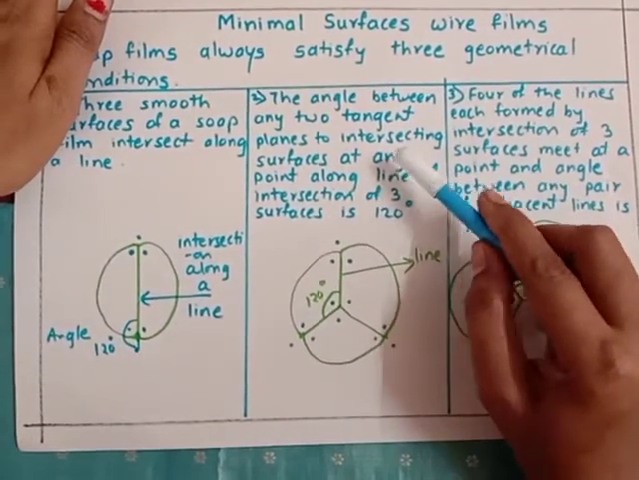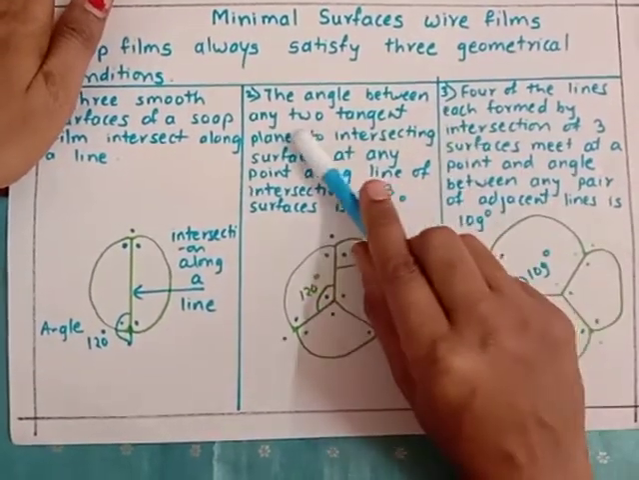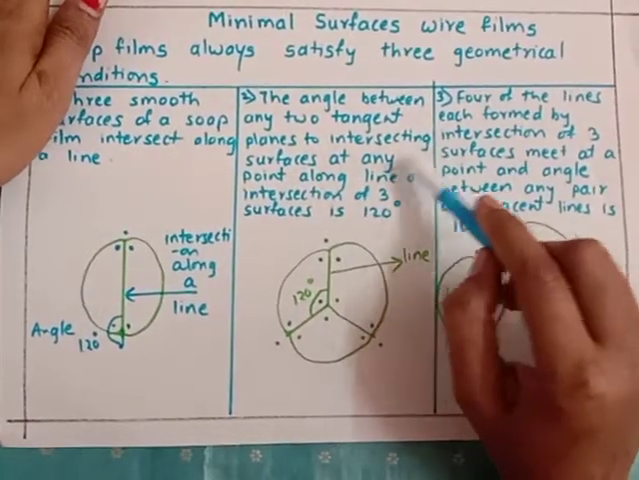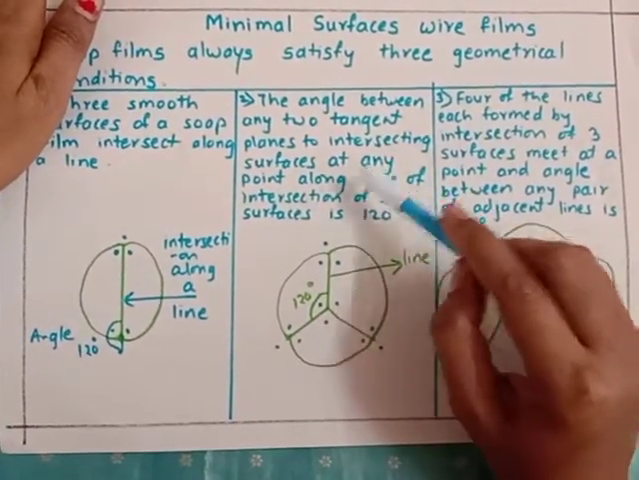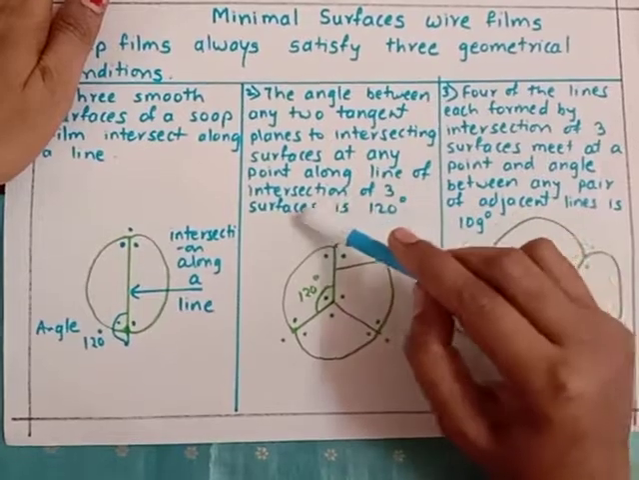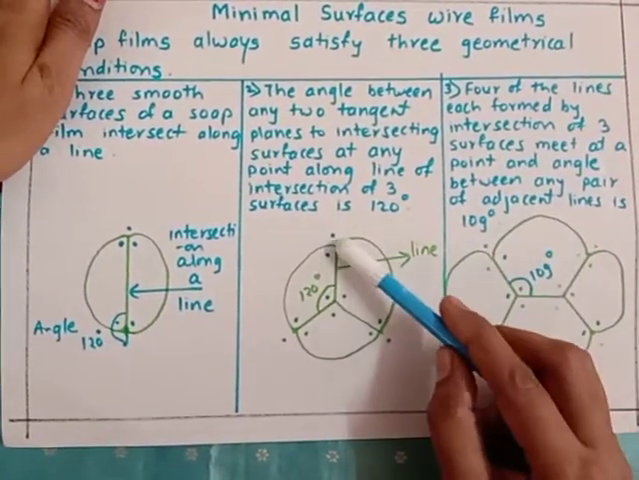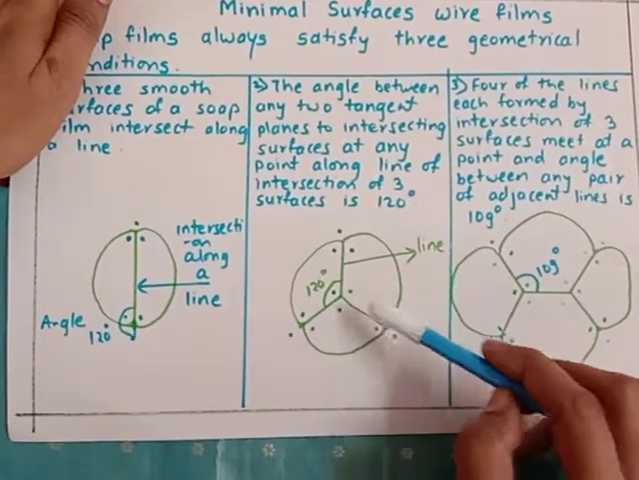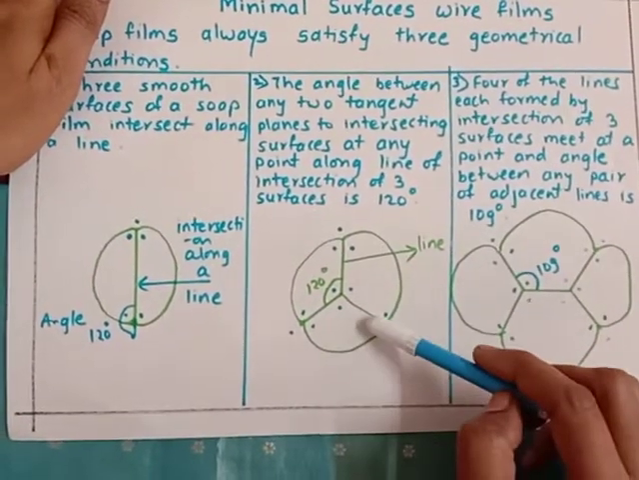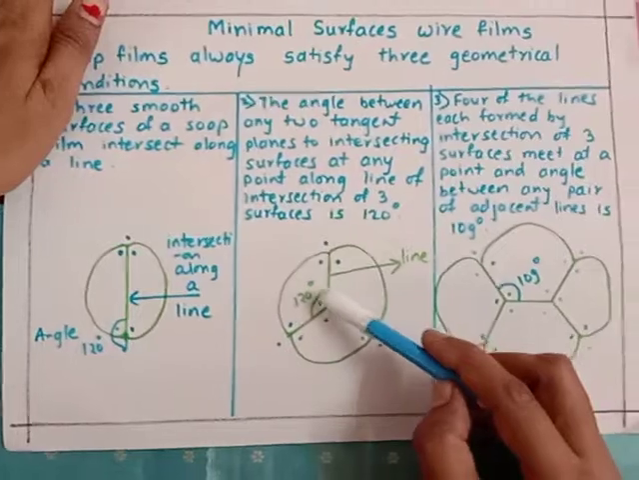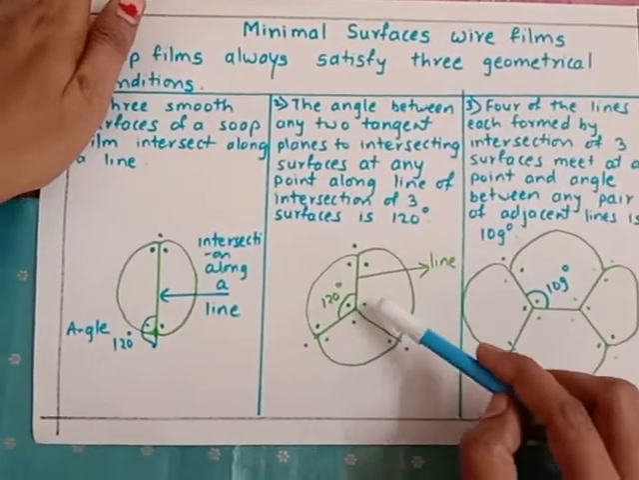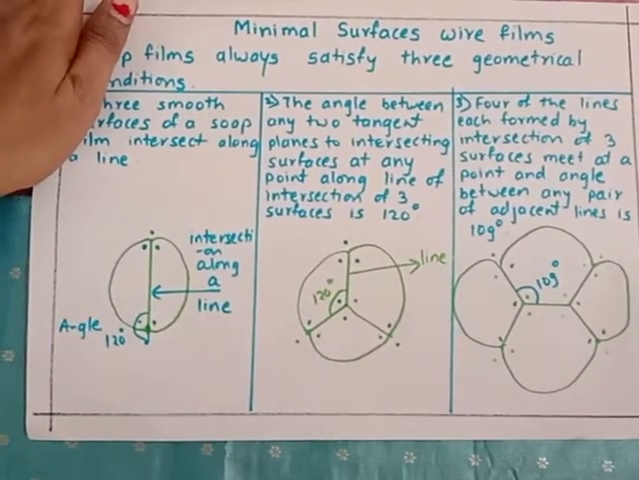The second boundary condition is that the angle between any two tangent planes, two intersecting surfaces at any point along the line of intersection of three surfaces, is 120 degrees. So if there are such three intersecting lines and such three planes which are formed, then the angle between any two planes will always be 120 degrees.